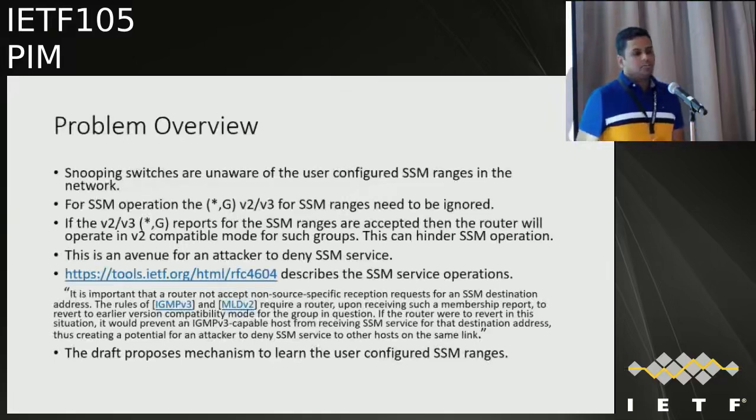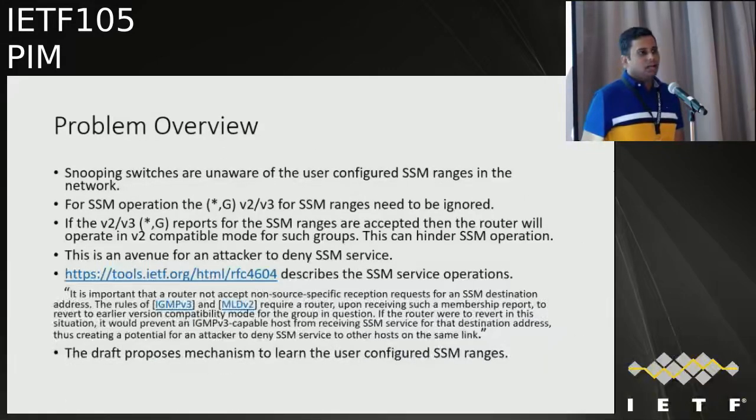This draft talks about how to distribute the user-configured SSM ranges in an L2 network. This is necessary because, in order to have consistent SSM operation, the *,G IGMP v2 or v3 joins for the SSM range need to be discarded by the routers and the switches. If they don't discard, those groups start operating in v2 compatible mode.